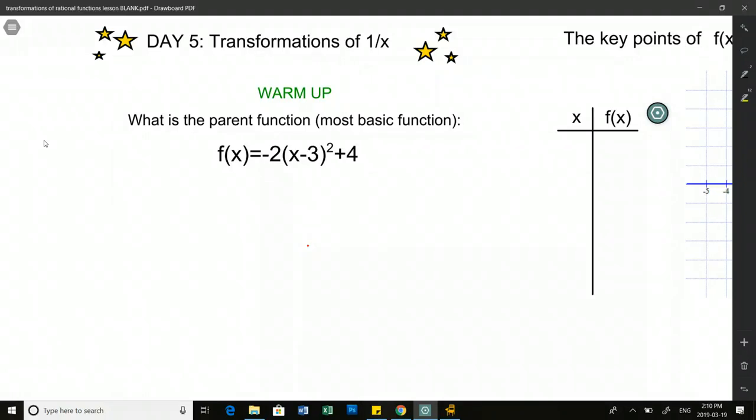This one is already combined, and you actually need to be able to identify what out of the 3 parent functions is the parent function of this equation here. So any thoughts on what that might be? Zion?